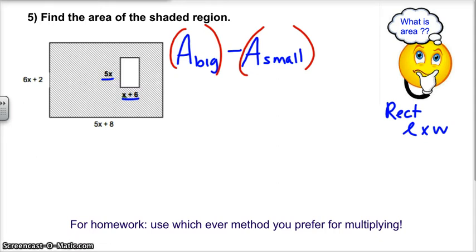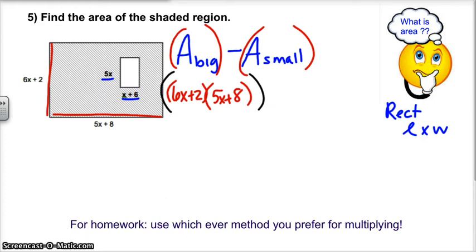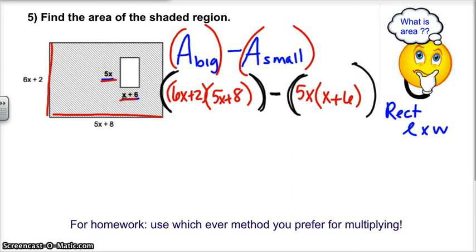So the area of the big one, length times width. So it's 6x plus 2 times 5x plus 8. But you want that whole thing. Your whole answer is going to be subtracted. Area of the small, length times width, 5x times x plus 6. But again, I'm going to wrap this up, and I know it looks crazy with all these parentheses, but I want all of the big subtracted from all of the small.